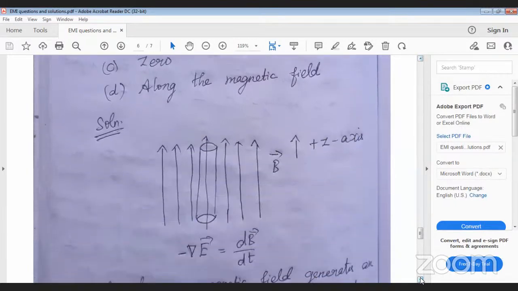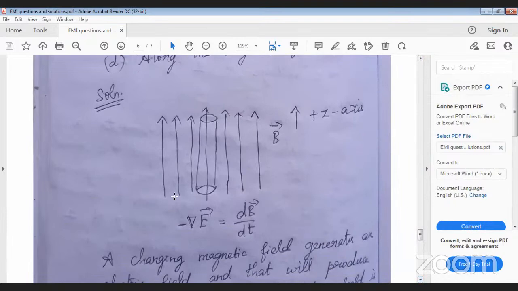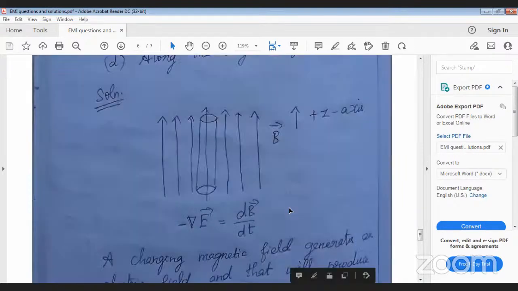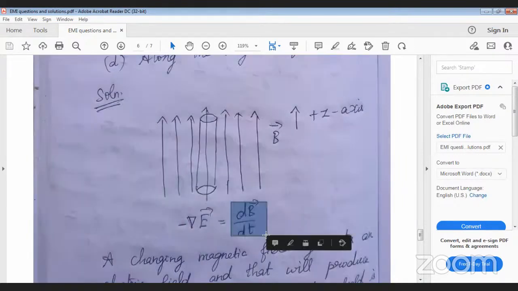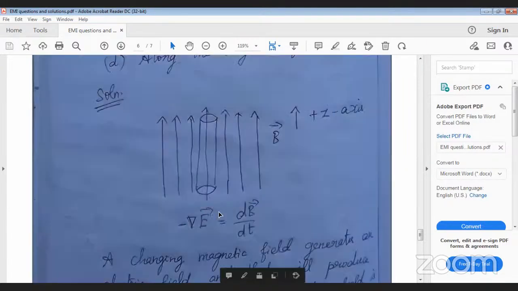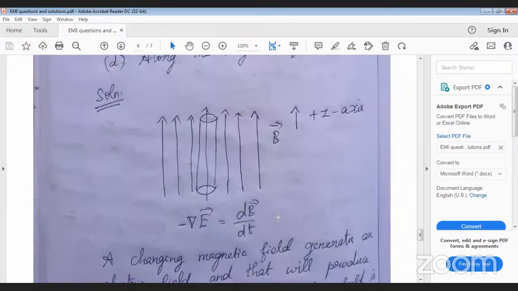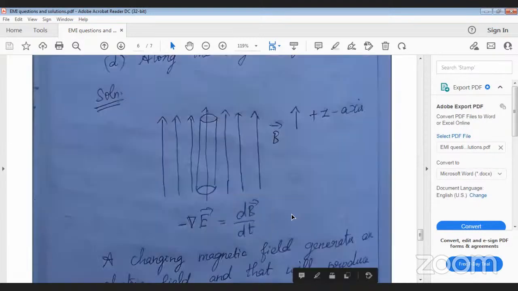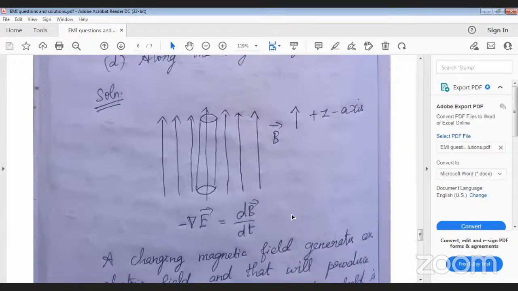For that we need to consider Maxwell's equation, curl of E equals minus dB/dt. That means whenever there is a change in magnetic field, only then will there be an electric field in the cylindrical rod. Here, you know very well, this is a constant magnetic field, non-uniform but constant. Constant means dB/dt is equal to 0. So due to that, you won't have any electric field.